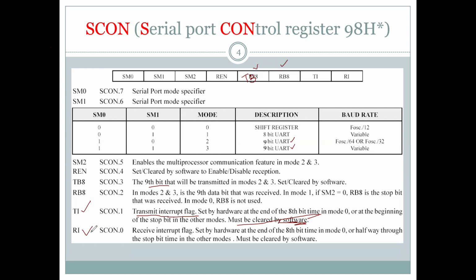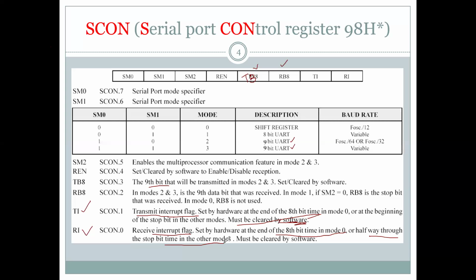The next flag is the receive interrupt flag. This is set by the hardware at the end of the 8th bit in mode 0, and halfway through the stop bit in other modes. It is simple: whenever the reception completes, the UART module will set this flag, indicating that reception has been completed and a valid byte of data is available in SBUF to be read by the CPU.